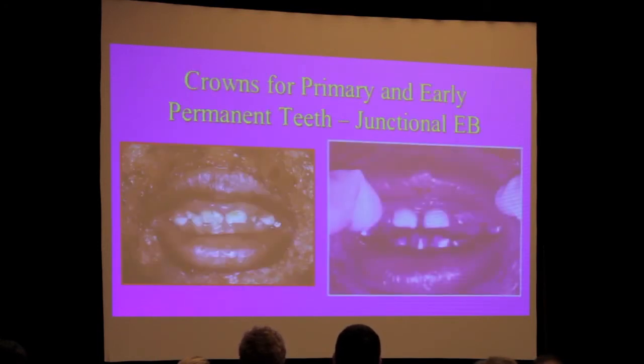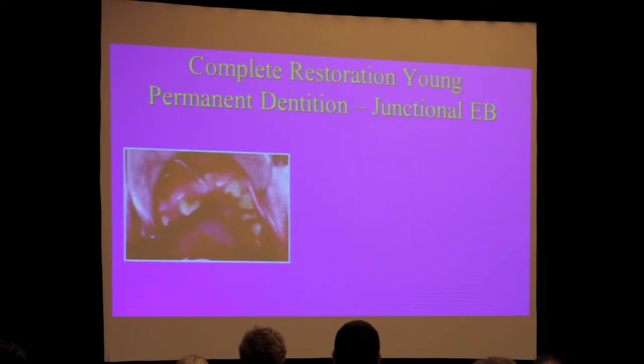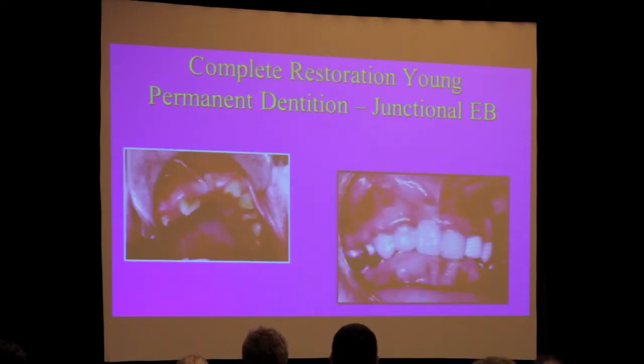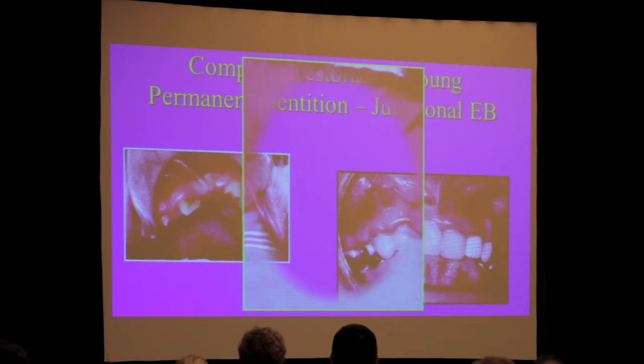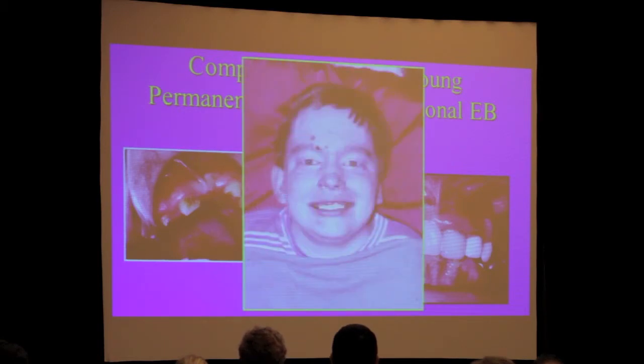This is an example of a junctional case before and after being restored. Again, trying to make them as aesthetic as we can. If I did this today, these would probably be white. This is a young boy with junctional EB, and he had missing teeth and missing enamel, and we put this in and got him a smile. He said, "I never had a smile before."